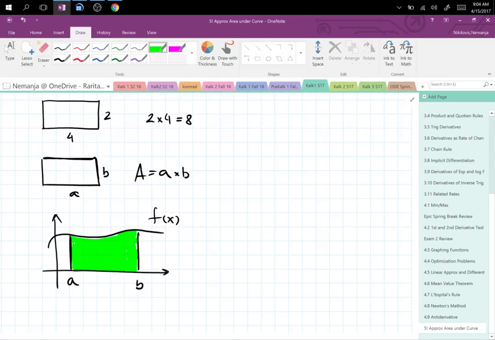We can achieve that by slicing the region like this, and then we can use the left-hand points to create rectangles.